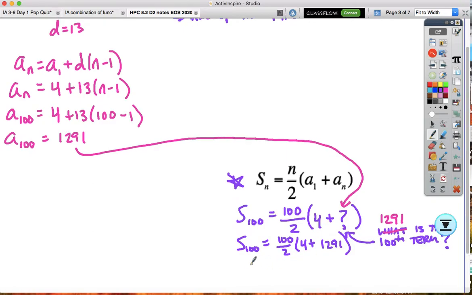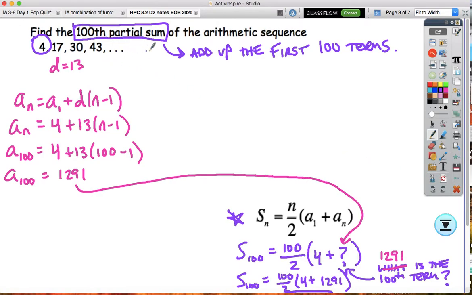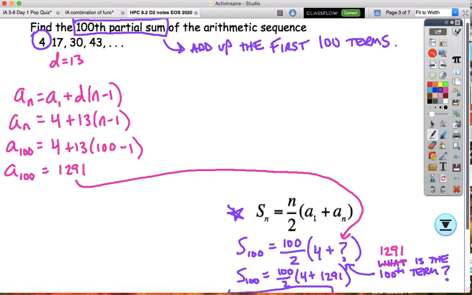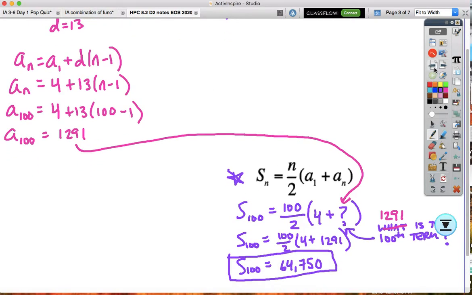So type in this purple stuff into your calculator and you're going to get 64,750. So if we wrote out all 100, the first 100 terms, because this list goes on forever, so I'm just adding up the first 100 here. If I was to list them all out, put them all in my calculator, that's the sum. So it's a nice thing to know because it just makes things go faster. All right, we got one last problem.